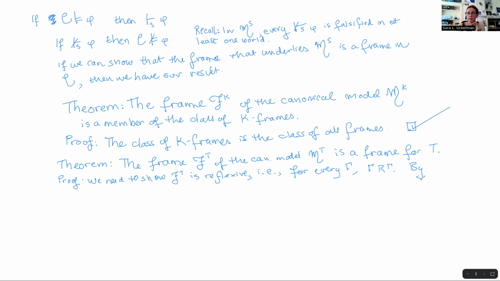So if we look at the definition of R, the accessibility relation, in the canonical model, by the definition of R, what we need to show is that the box minus of gamma is a subset of gamma for an arbitrary gamma, because what you can see is that this is just another way of saying, if box phi is in gamma, then phi is also in gamma.